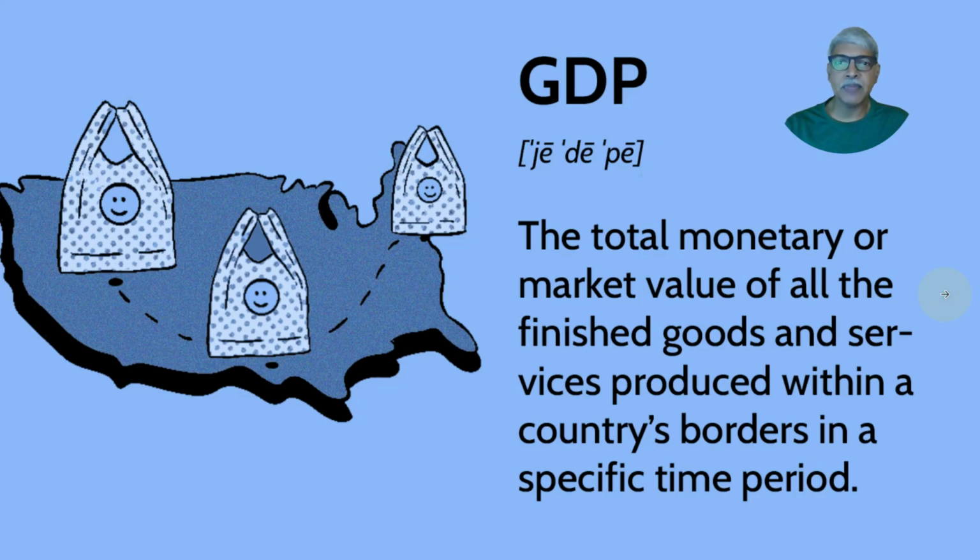Now what is GDP? GDP is the total monetary or market value of all the finished goods and services produced within a country's border in a specific time period. So let's say you are taking 1 year, April 1st to March 31st. Now in this period, what all have been marketed, finished and serviced goods.